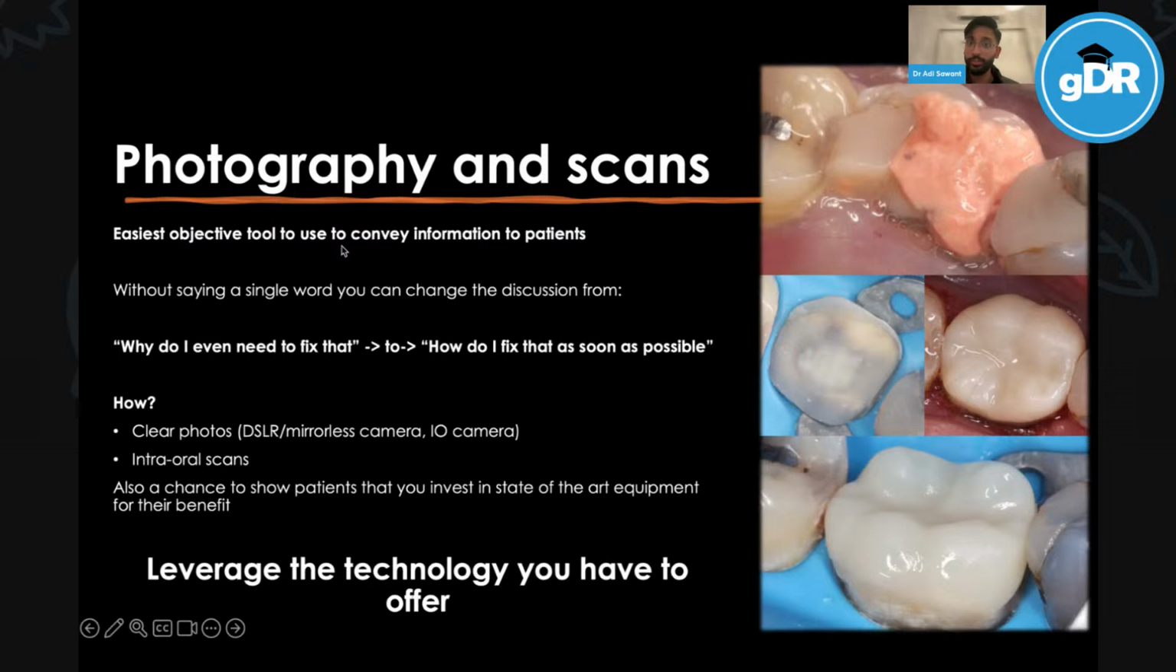So clear photos are really important. Get a camera, DSLR, even intraoral cameras are good. Intraoral scans as well. You want to leverage the technology that you've got, right? You'd be surprised. A lot of clinics have scanners, but you actually bother to show a patient a scanner and they're like, oh my God, this is the coolest technology, even though you definitely know their previous dentist had a scanner.